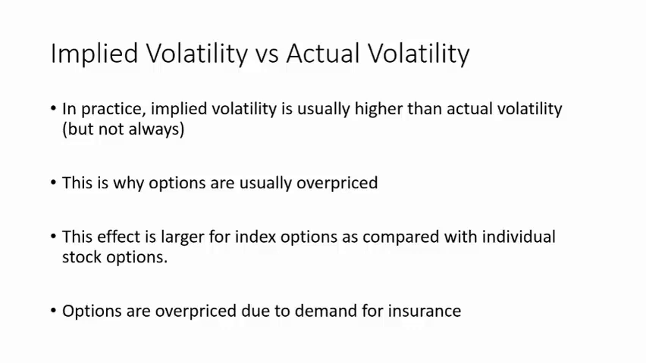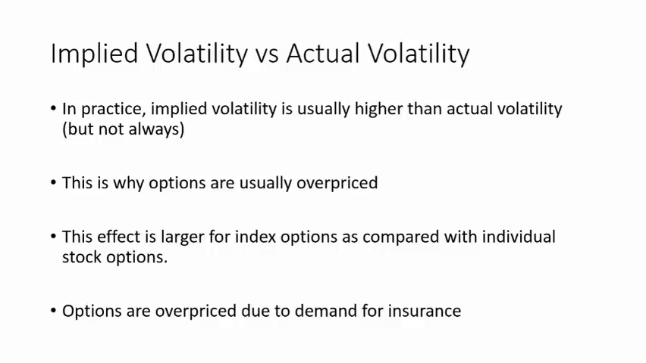So how about in practice? What actually happens when we look at implied volatility versus actual volatility? In practice, implied volatility is usually higher than actual volatility. When we look at the data historically, we'll see that most of the time implied volatility is bigger than actual volatility. But that's not always the case. Sometimes actual volatility turns out to be very high, let's say during periods of crisis or periods of high uncertainty. But most of the time implied volatility is higher than actual volatility. And for this reason, we say that options are usually overpriced.